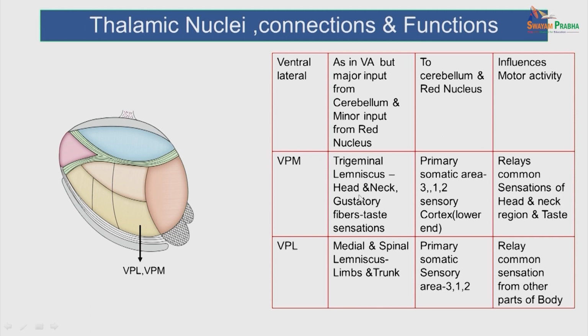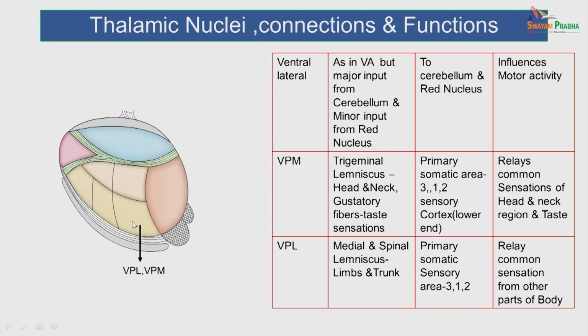The gustatory fibers, that is the taste sensation, are also relayed in this trigeminal lemniscus in the VPM nucleus. From there, it goes to the lowermost part of the primary somatic area 3, 1, 2. It carries the sensation of taste.